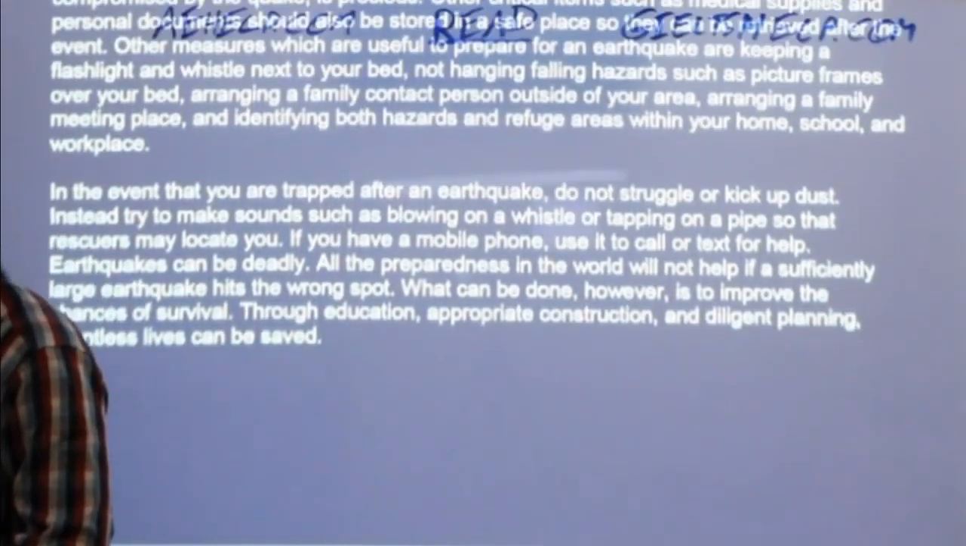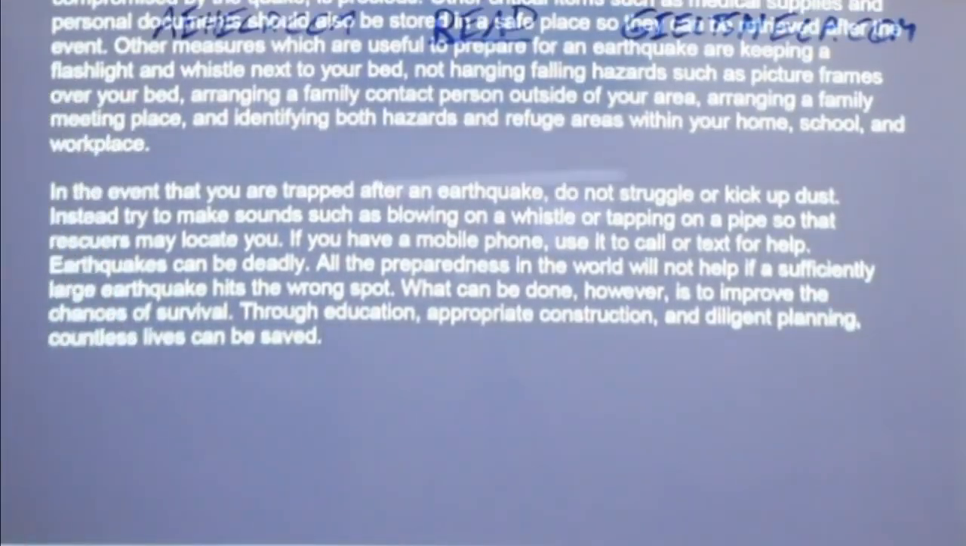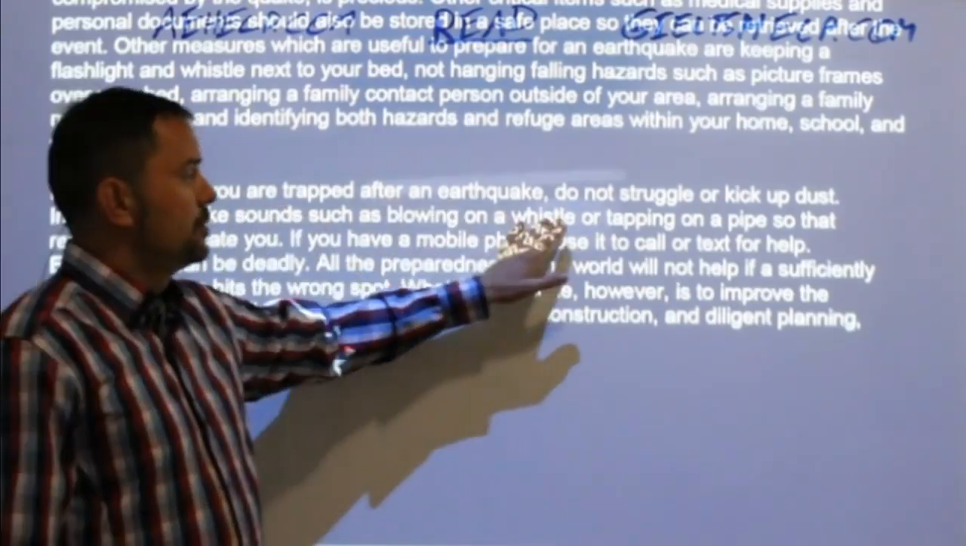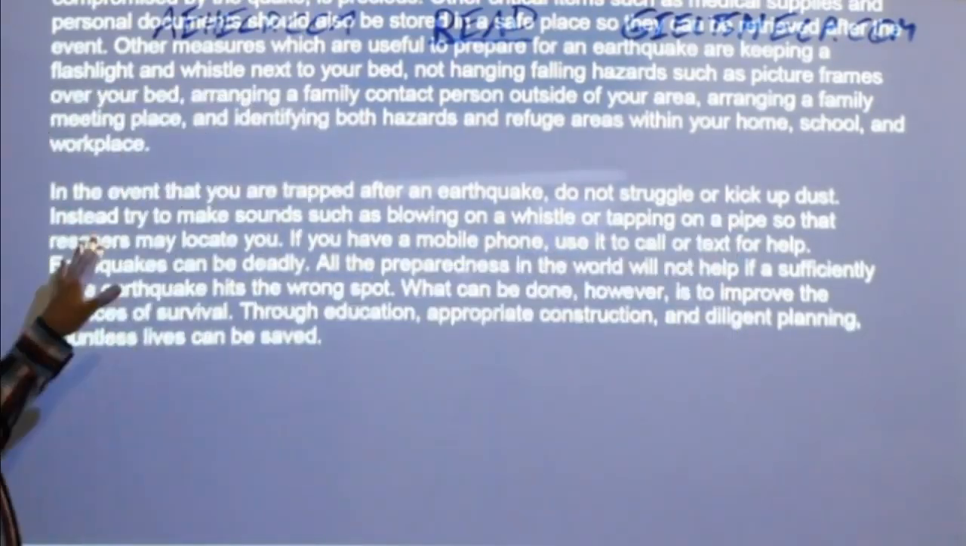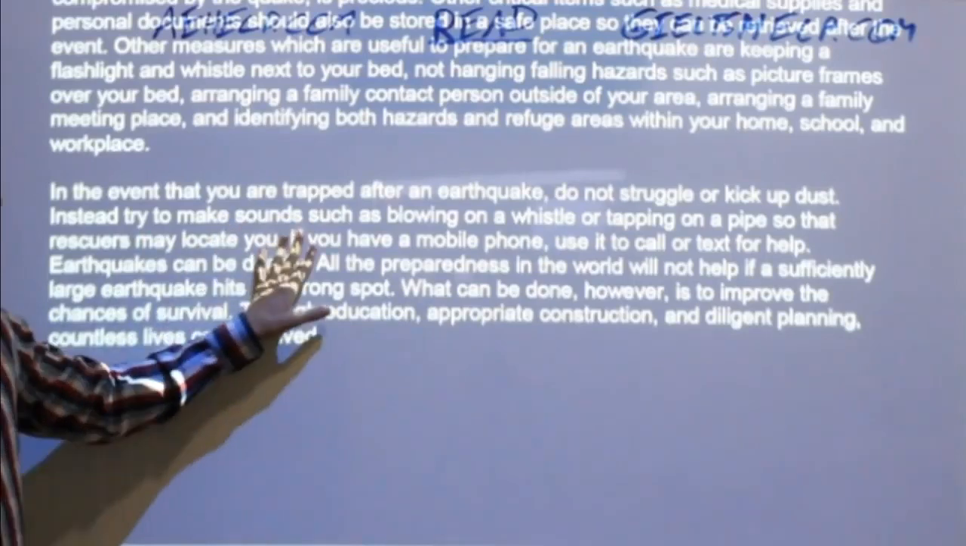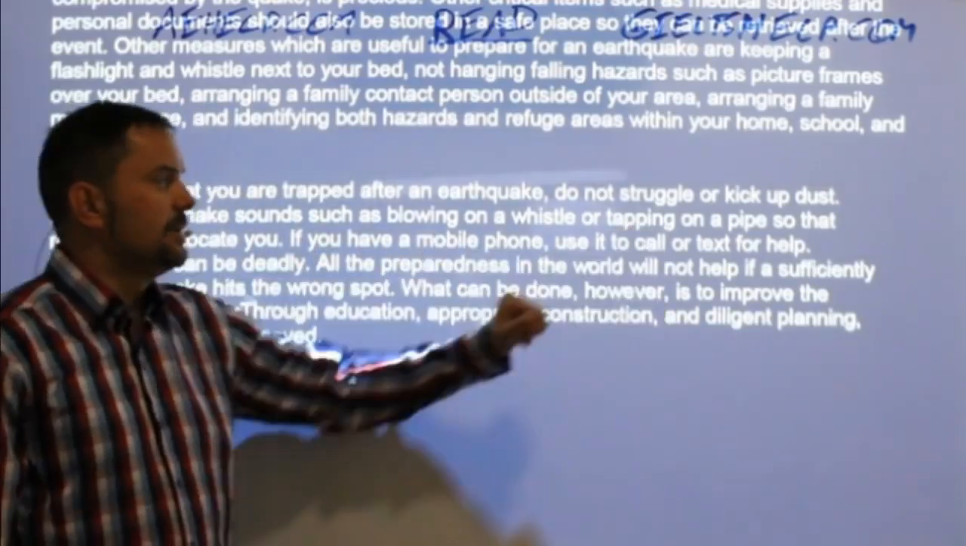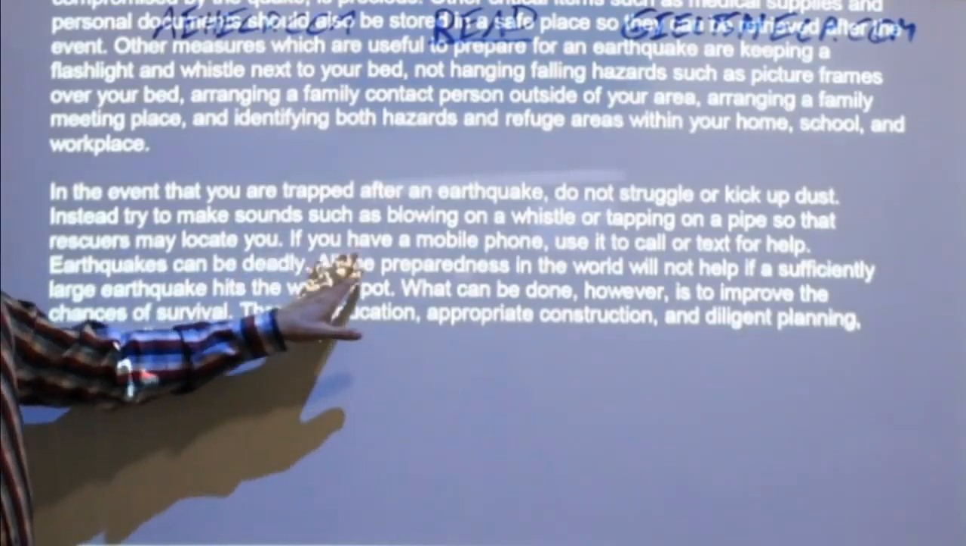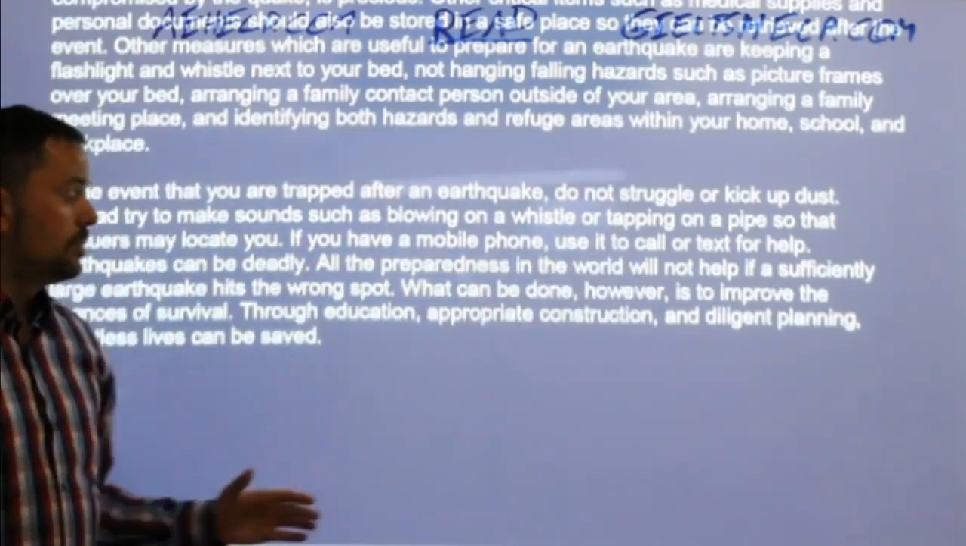All right. What comes next? Well, maybe some advice, a bit of a conclusion. Let's keep reading. In the event that you are trapped after an earthquake, do not struggle or kick up dust. Instead, try to make sounds such as blowing on a whistle or tapping on a pipe so that rescuers may locate you. If you have a mobile phone, use it to call or text for help.